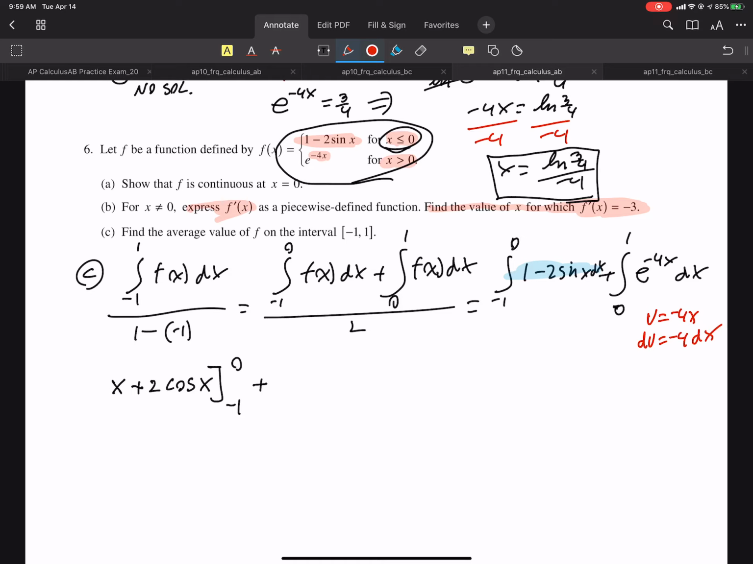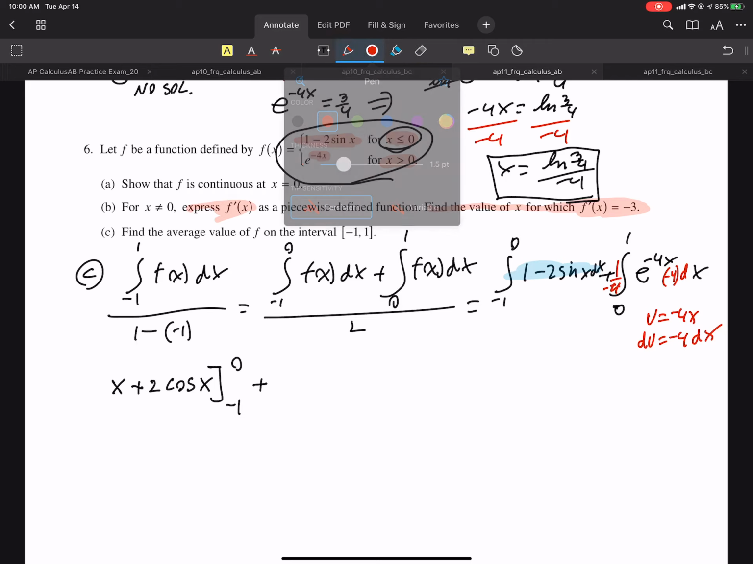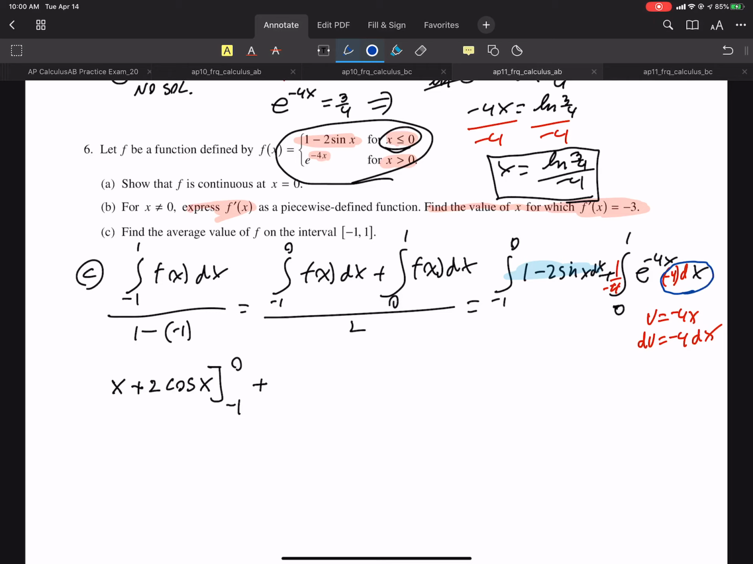Now, do we have negative 4 dx? We don't. So I'm going to put a negative 4 there and a negative 1 over 4 in front. So now we have what we're looking for. So all of that's going to be du, and all of that's going to be u.